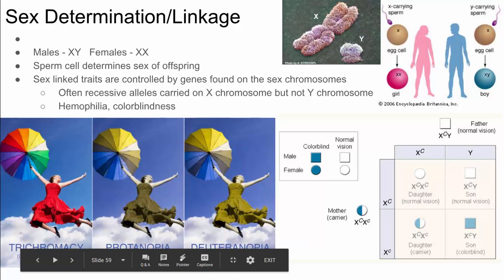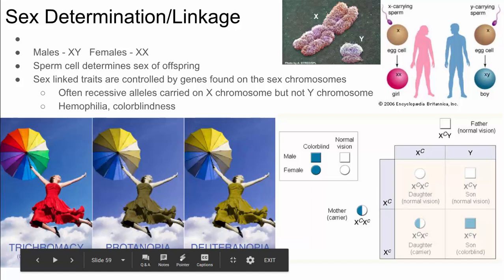Today what we're going to do is talk about several different topics within genetics. Much of it's related to human genetics. So one of the first things is, how many pairs of chromosomes are in a normal human body cell? 23 pairs, 46 chromosomes total. They come, as we know, in homologous pairs.